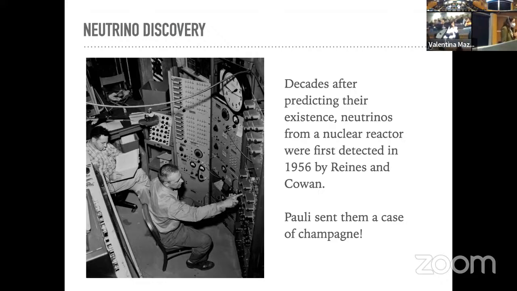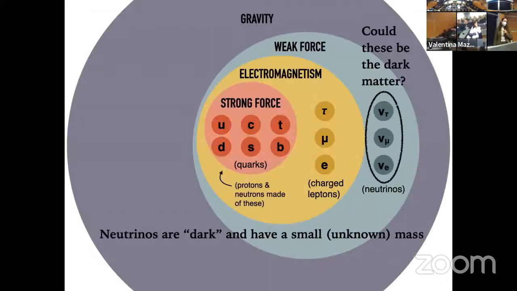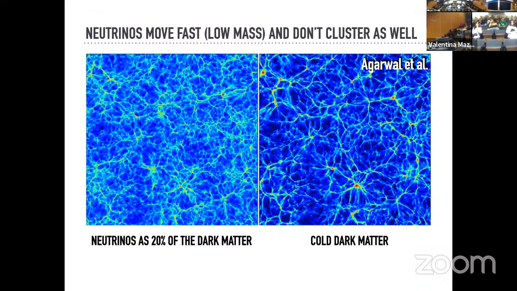So coming back to this picture, you'll notice that by my definition of dark, neutrinos are dark because they don't interact with light. They only interact with the weak force. And so initially, and for good reasons, people thought, well, maybe these could be the dark matter. Maybe this could be responsible for solving this issue. But that's not the case. So for example, in these two simulations, on the left, I'm showing neutrinos being only 20% of the dark matter. So not even the whole thing.